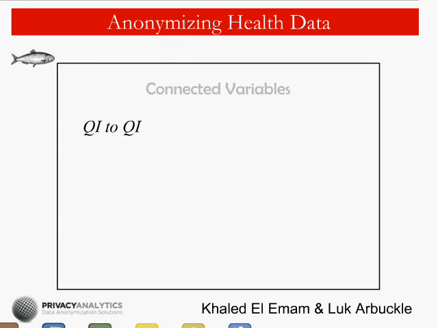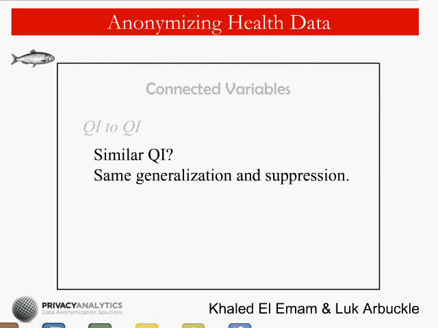So we call that quasi-identifier to quasi-identifier. These are indirect identifiers, QI to QI. They're similar, therefore we want to apply the same generalization and the same suppression. If you suppress one, you suppress the other, because otherwise you can infer one from the other, and that would be bad, of course.